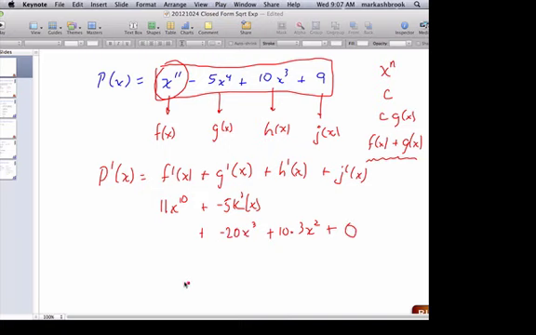0. So it's 11x to the 10th minus 20x cubed plus 30x squared. That's the rate of change of p with respect to x. So that's what we want to focus on.